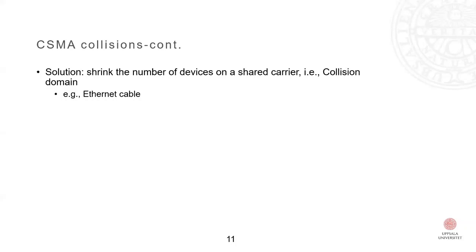So another solution is to shrink the number of devices that are using the same carrier, which is shared between them. This shared carrier is also called the collision domain. It is a domain in which the collision might appear. For example, it can be the Ethernet cable. So the solution would be to break the network into smaller collision domains.